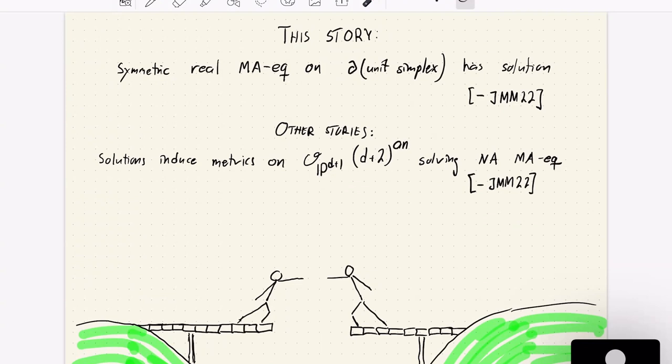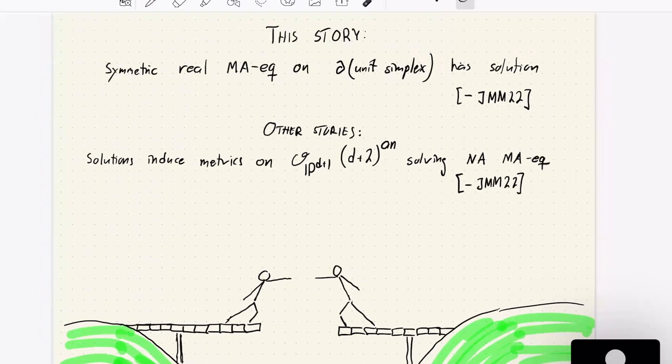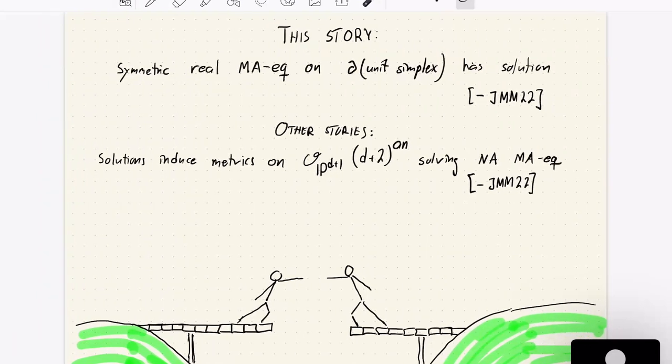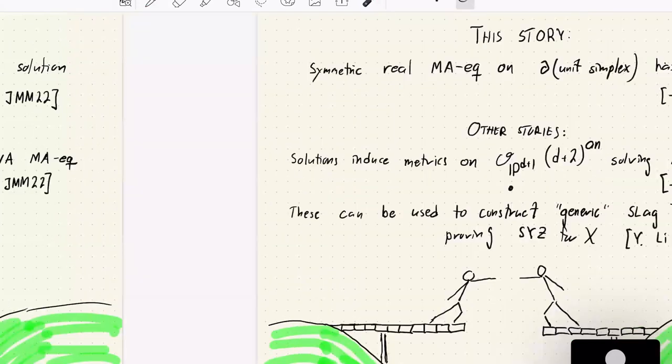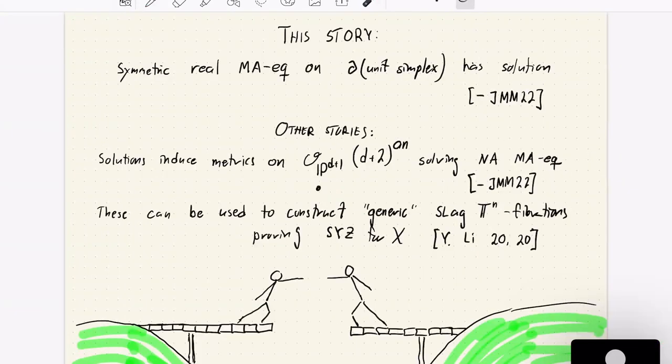They induce non-Archimedean metrics which solve the non-Archimedean Monge-Ampère equation. And I'm not trying to say that the non-Archimedean Monge-Ampère equation is not honest, but having such a description of solutions to the non-Archimedean Monge-Ampère equation is quite significant. In particular, having such a description allows us to prove a generic version of this SYZ conjecture.